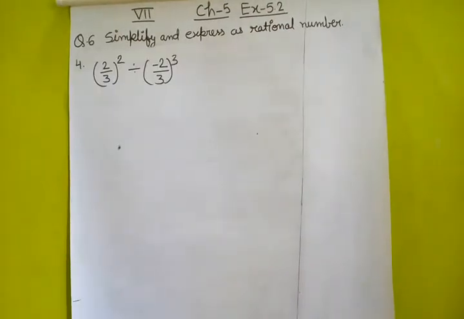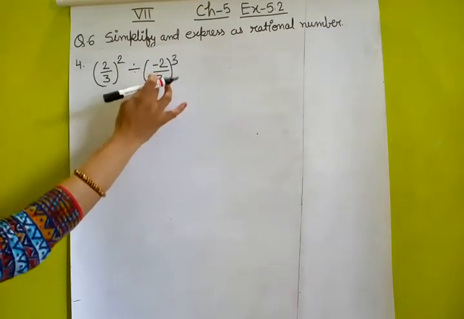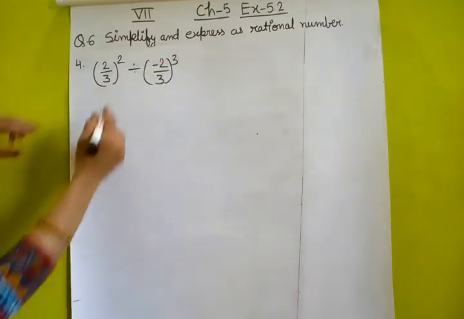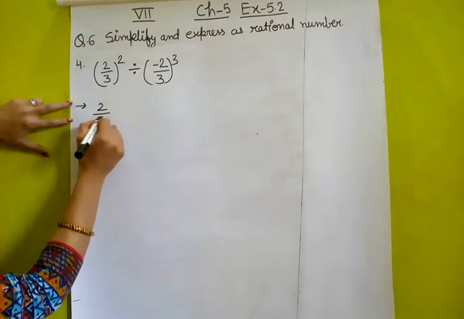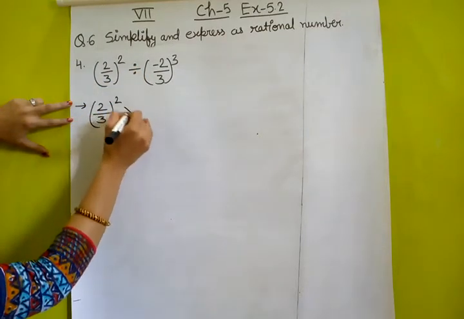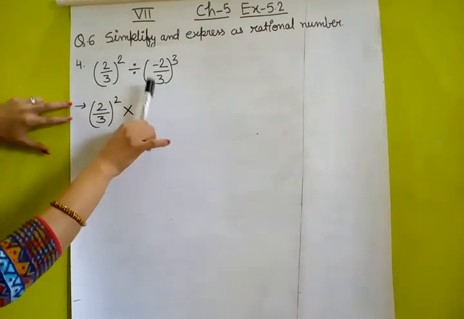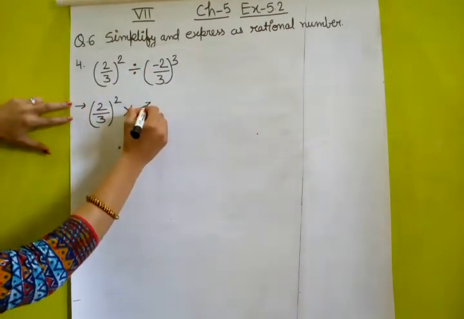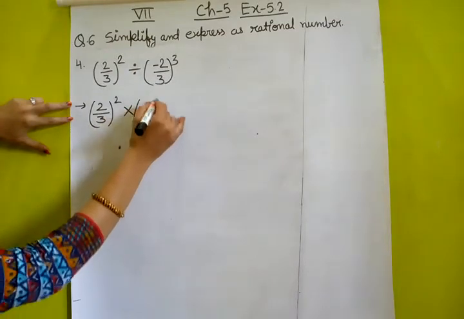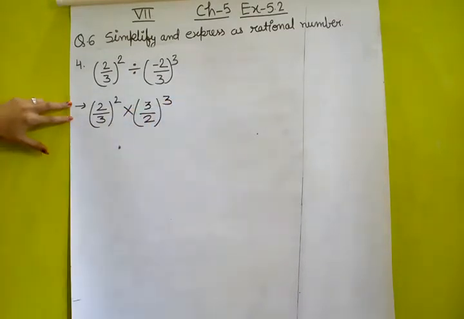Student, part 4 is (2/3)^2 divided by (-2/3)^3. As you know, when a division sign is given in between, if I want to convert it into a multiplication sign, the right-hand side number will become its reciprocal. So -2/3 will be 3/2. I have done the reciprocal and the power will be the same.